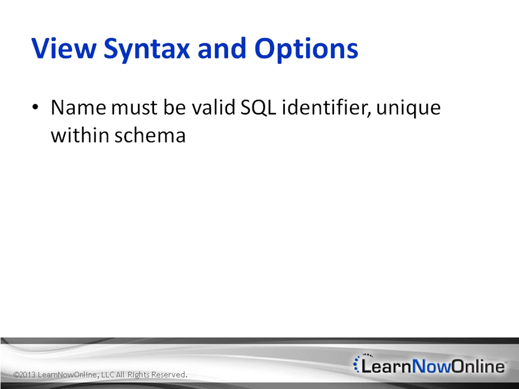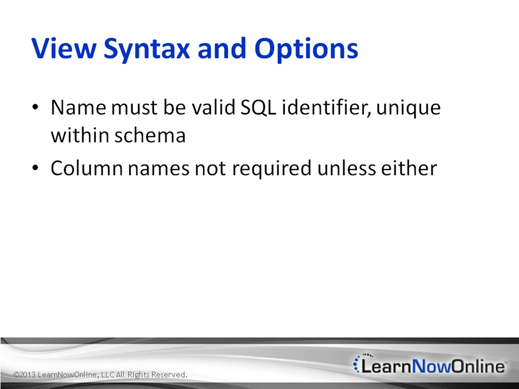The view name has to conform to the rules for identifiers. And, as I mentioned, it has to be unique within each database schema, whatever schema it resides within. You don't have to specify the column names in the view definition. If you don't specify any, SQL Server will default to all of the column names of the underlying select statement. But you have to specify column names if either of a couple conditions applies.